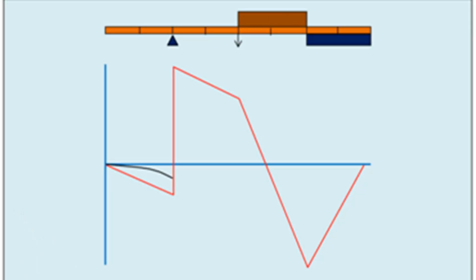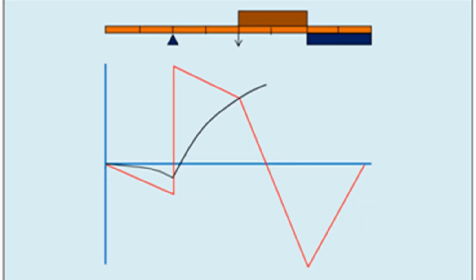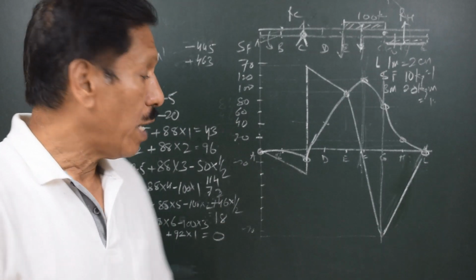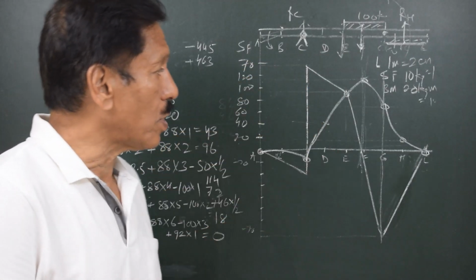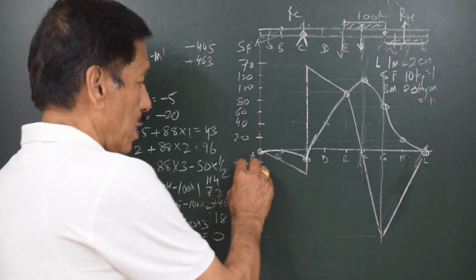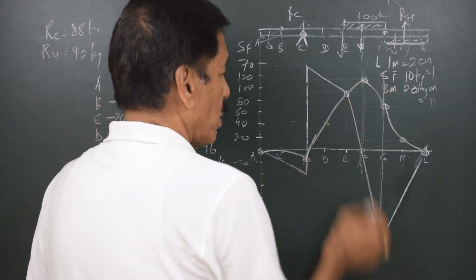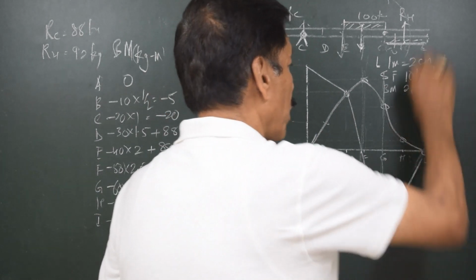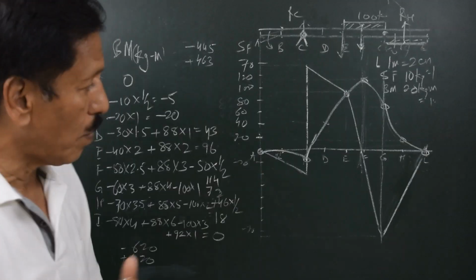I hope you have considered these three very important points. Wherever the SF curve is changing direction, the bending moment will have a peak value. If the SF curve is running downwards, you will have convexity this way, that means center of curvature is down. If the SF curve is going upwards, you will have the concavity this way, that is center of curvature upwards.